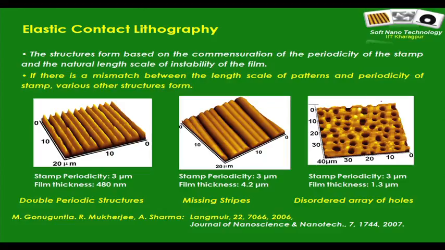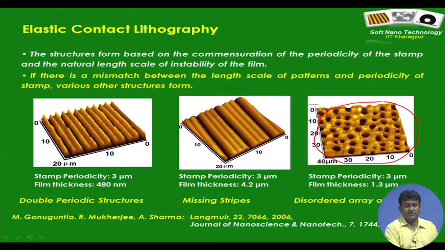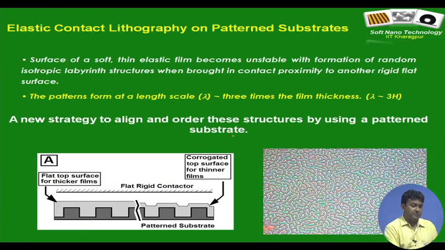So, here you see the extent of mismatch is very less, and therefore, the beaker formation or the hole formation has taken place, but they are distorted, they are not that well ordered. These are cases where there is a significant mismatch, and therefore, I will stay away from commenting on that.